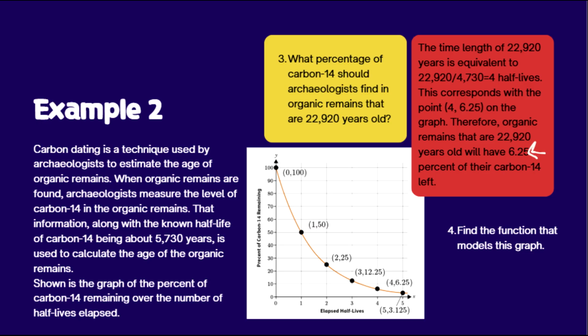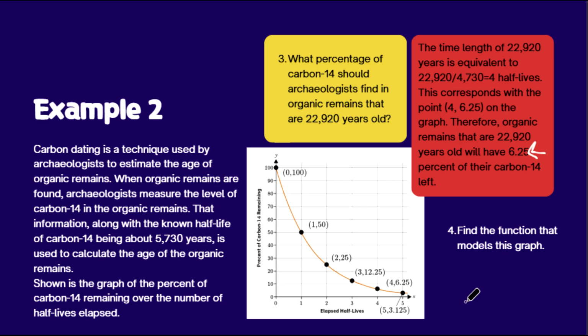Now we need to find the function that models this graph. So we're going to have to go back and think about our last lesson where we did arithmetic and geometric sequences. Okay, so is this one changing with addition and subtraction or with multiplication and division? Well, to go from 50 to 25, it's obviously division, right? Or multiplying by a fraction, however you want to think about it. So this one has to be a geometric sequence.